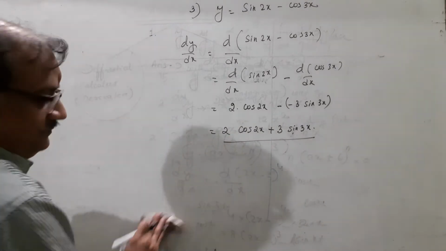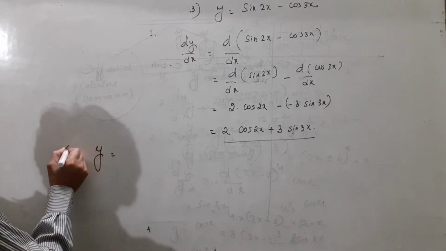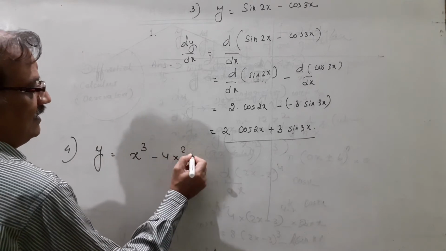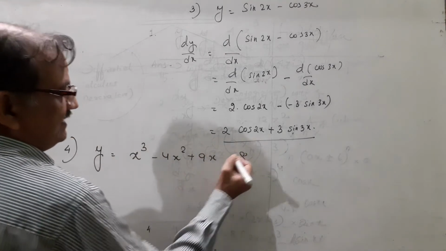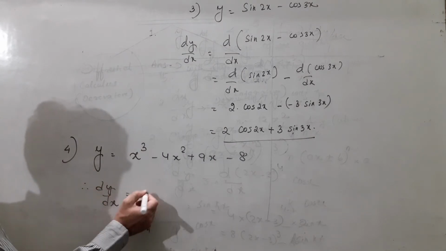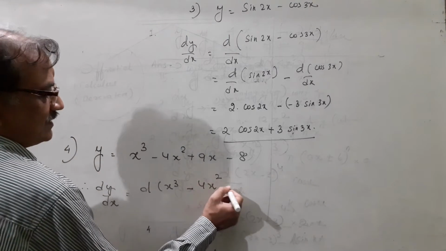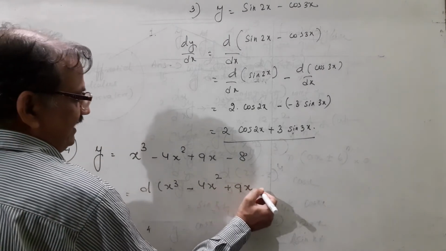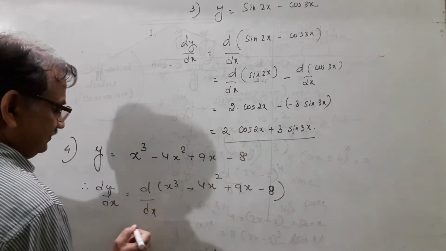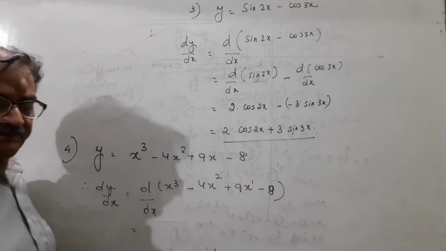Let's try for another one. Y is equal to, fourth question, x cube minus 4x square plus 9x minus 8. So dy by dx, derivative of x cube, derivative of 4x square, derivative of 9x minus 8. This 9x means x to the power 1, obviously.